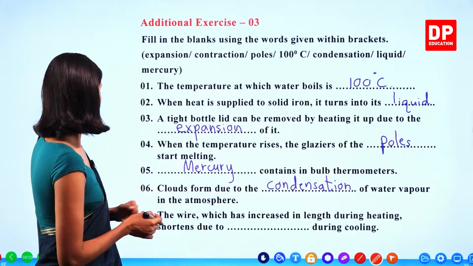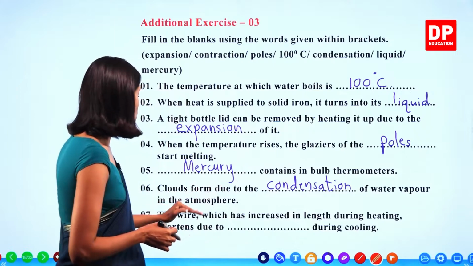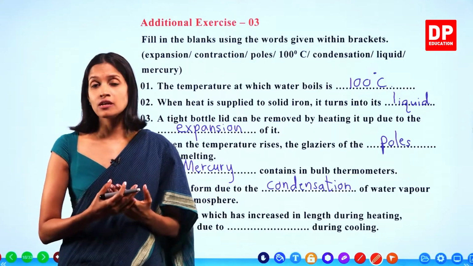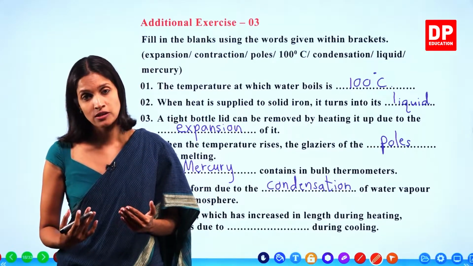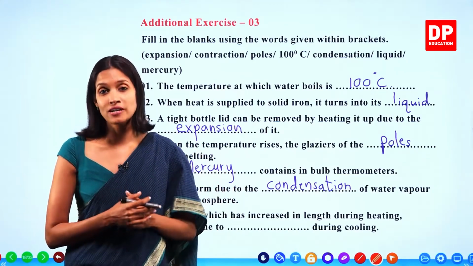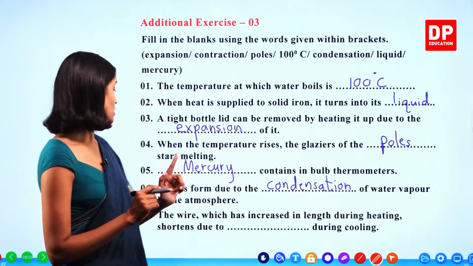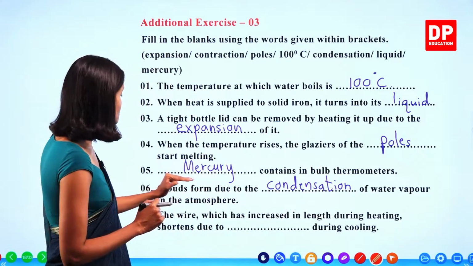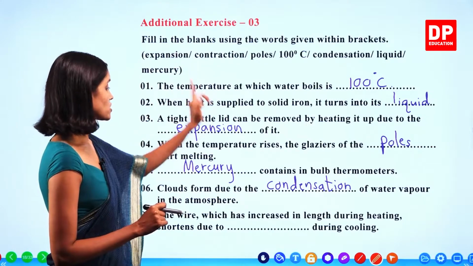Right. The last one. The wire, which has increased in length during heating, shortens due to what happens? When we heat objects, they absorb heat. Because of absorption of heat, their size increases. This is known as expansion. When they release heat, what happens? They cool down, and when they release heat, what happens, children? Their size decreases, and this is known as contraction. Okay? The wire, which has increased in length during heating, shortens due to what happens? This happens because of the contraction, right? Contraction during cooling.